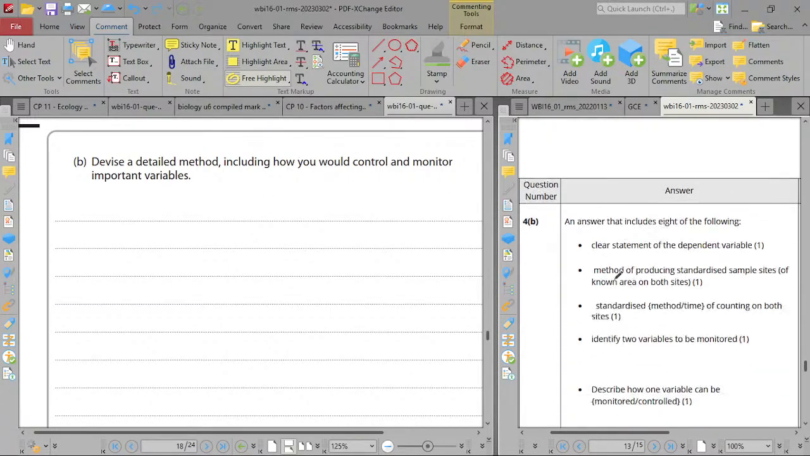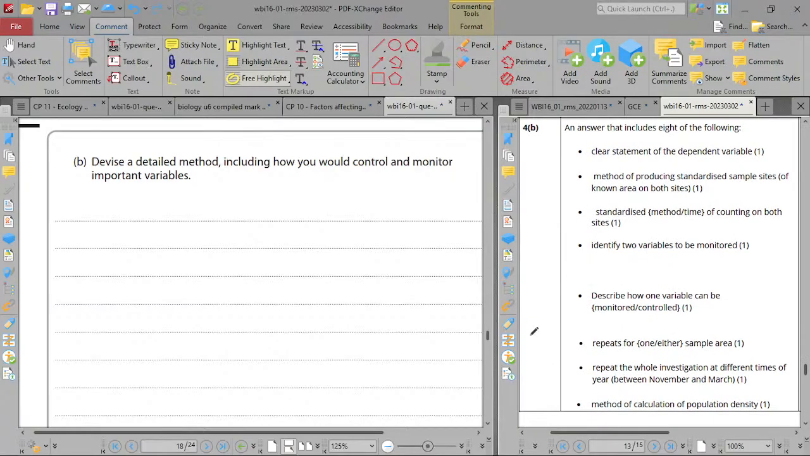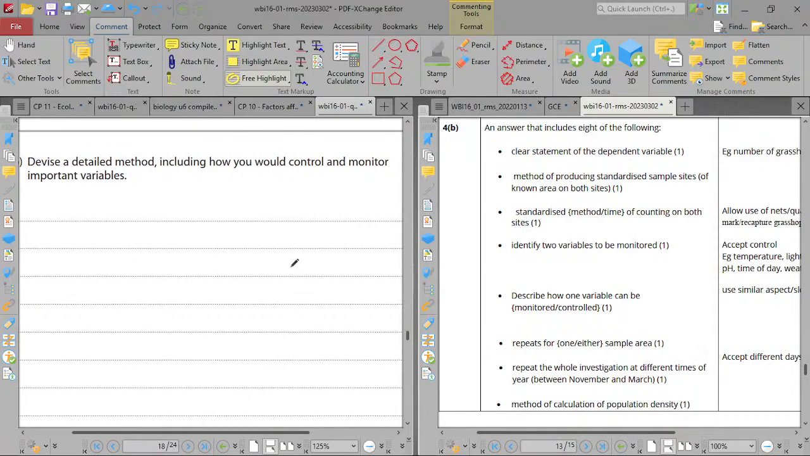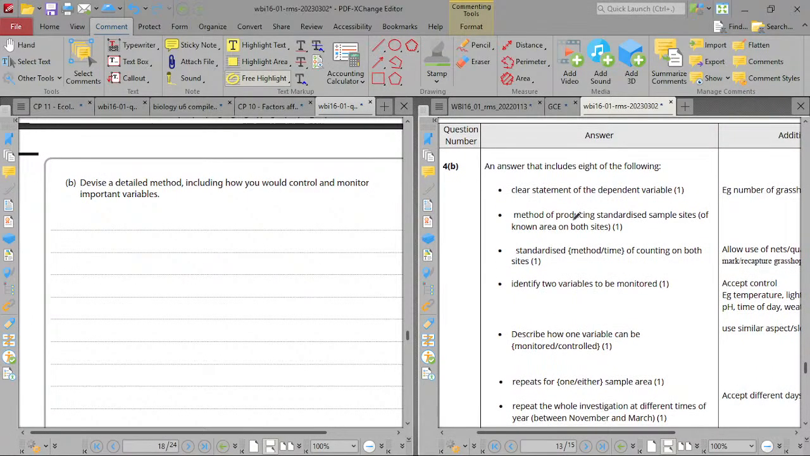So let's just look at the answer first because this is our first time looking through these. What's the dependent variable? It's going to be the dependent variable.